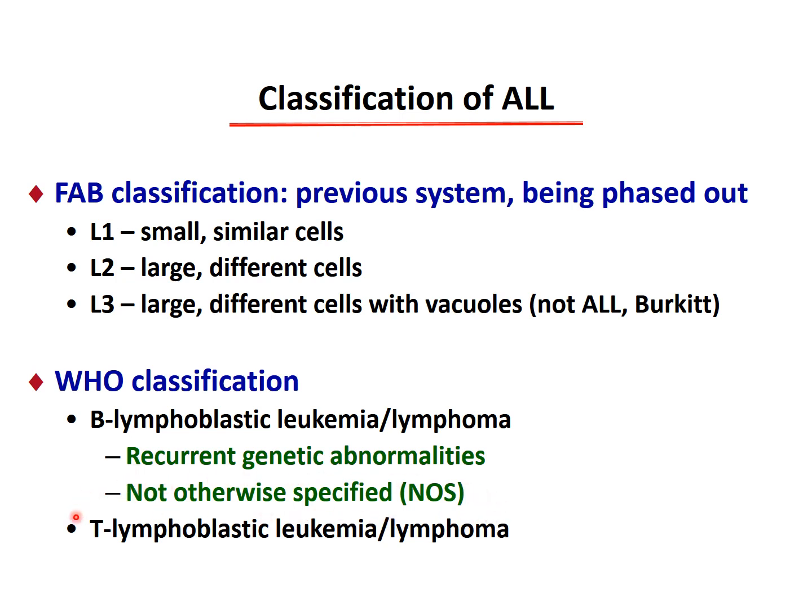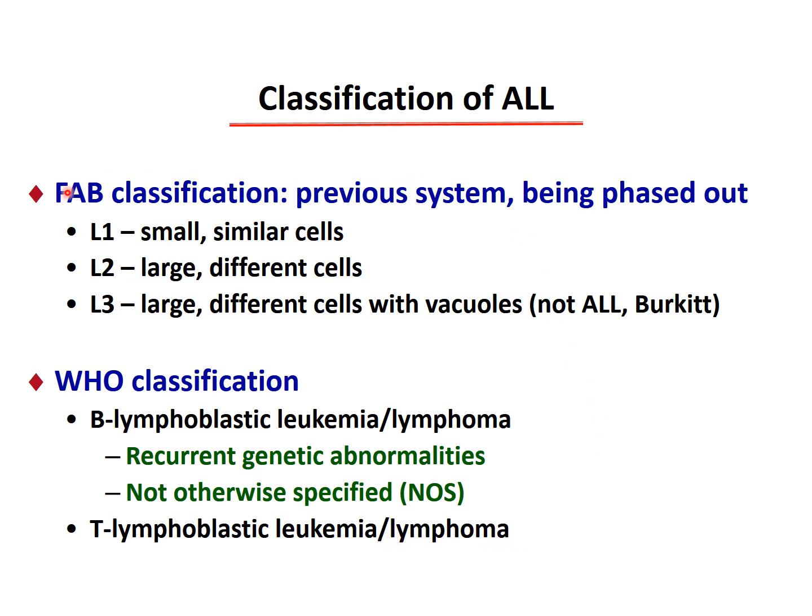However, we still have some not otherwise specified, let's say, leukemias, and this kind of group is going to be decreased by the age. However, in this group, you have to use the FAB classification. This is why you have to keep the morphology-based classification as well, not only the genetically classified system. And another big group is T lymphoblastic leukemias or lymphomas based on the WHO classification.